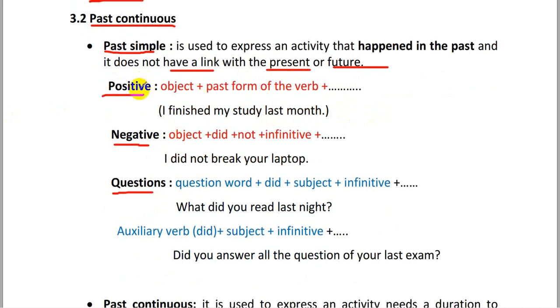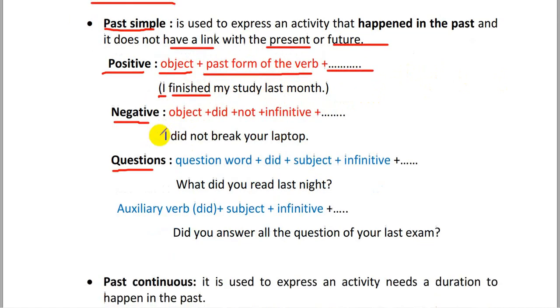البوزيتيف. The rule for positive is subject, فاعل, past form of the verb, plus the completion of the sentence. Past form of the verb, صيغة الفعل الماضي. For example, I finished my study last month. Finished refers to the past.